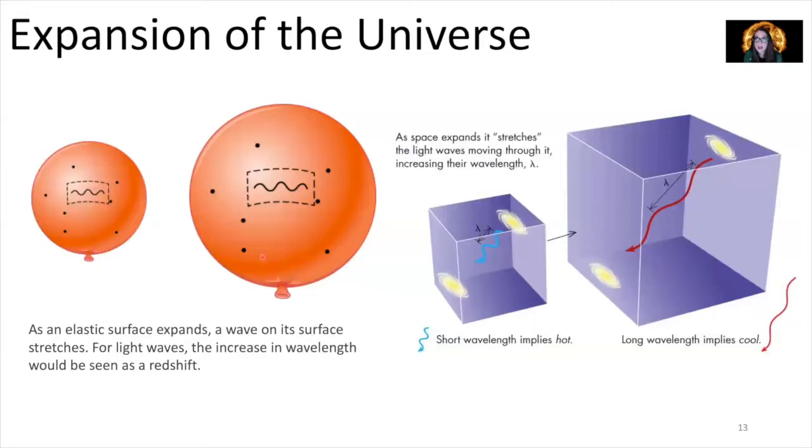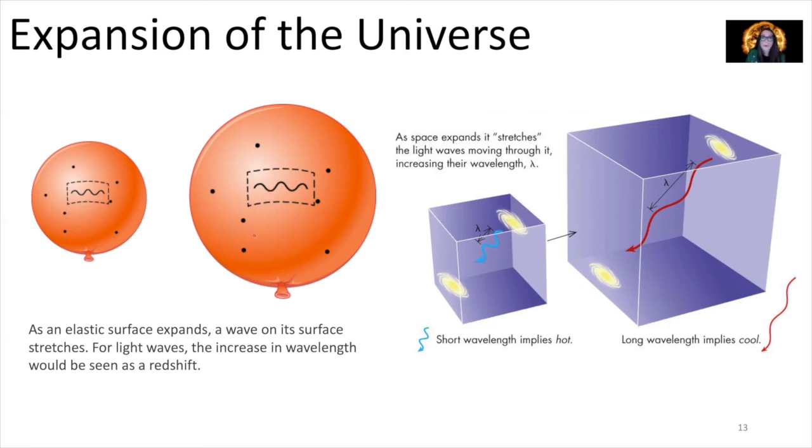Here's another way to think about the expansion of the universe. Imagine that we have a balloon and we draw some dots on the balloon, and we even draw a little wave pattern to represent a wavelength on the balloon. So we blow up the balloon. As our balloon surface expands, this wave of light on the surface of that balloon is going to stretch. And that means that as we blow up the surface of the balloon, that wavelength of light is going to expand. Remember that the wavelength of light was the distance between consecutive peaks or troughs in the wave.